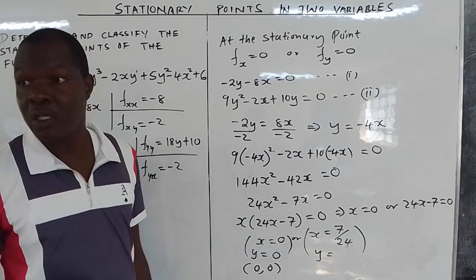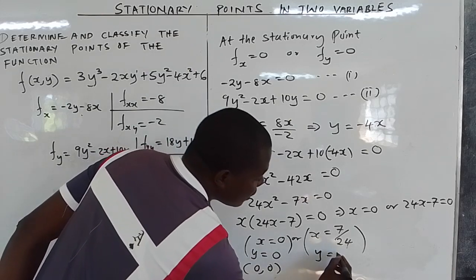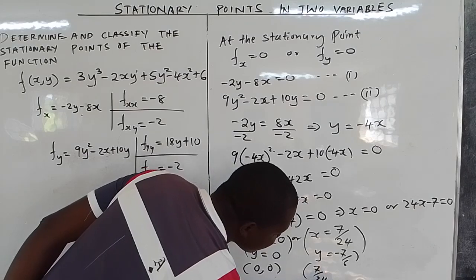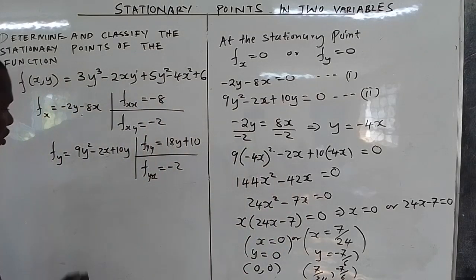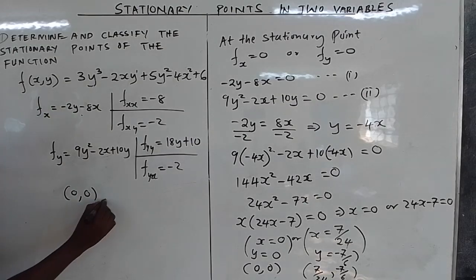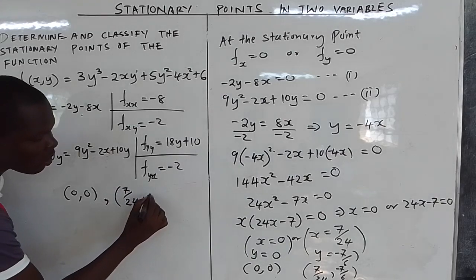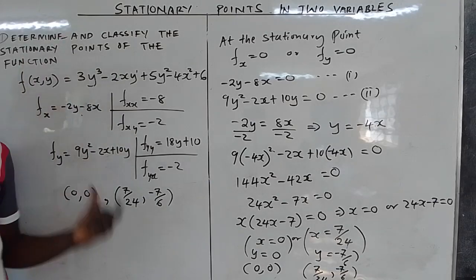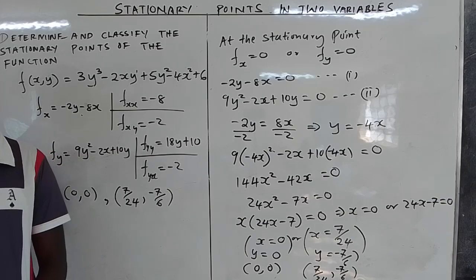What have we found? Negative 7 over 6. So what is that point? It is in the form x, comma y. So we found the two stationary points. The first stationary point we found is 0, 0, and the next stationary point we found is 7 over 27, comma, negative 7 over 6. So we've determined the stationary points. Are we together?